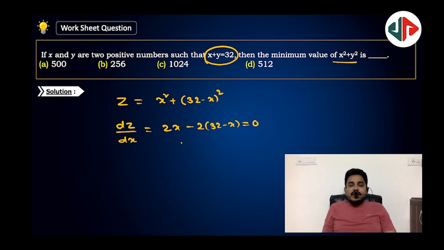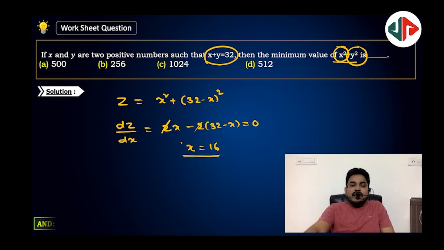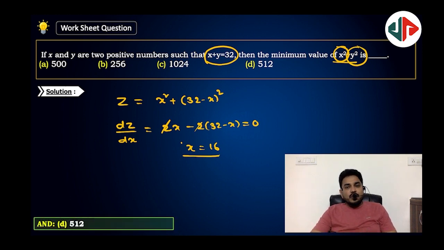So what is this value? 2 cancel. X is equal to 16. So 256 plus 256, the answer will be equal to 512.